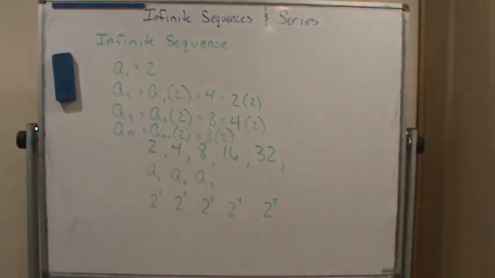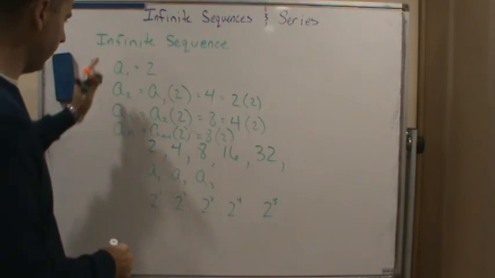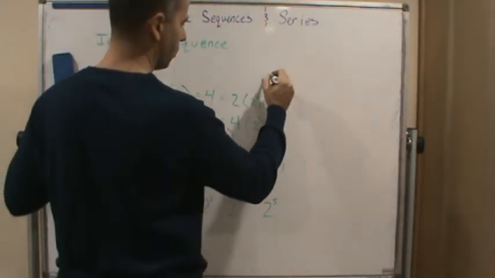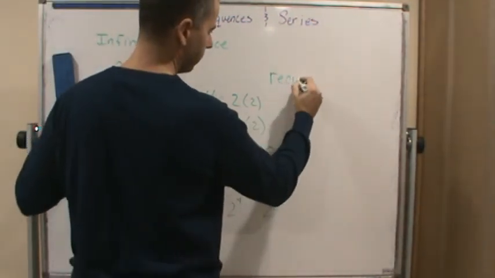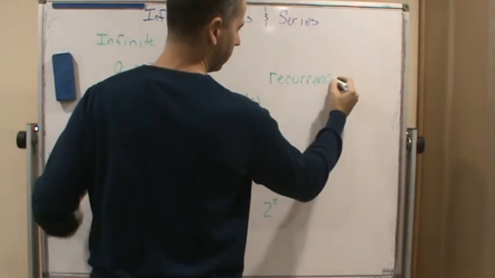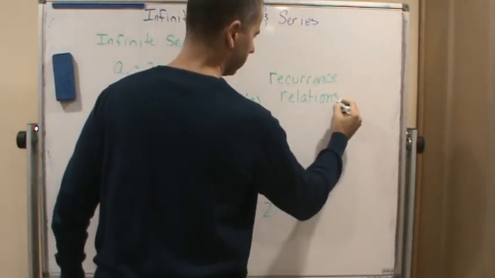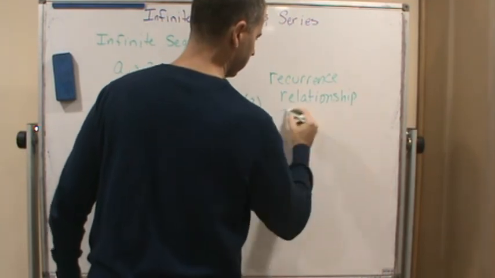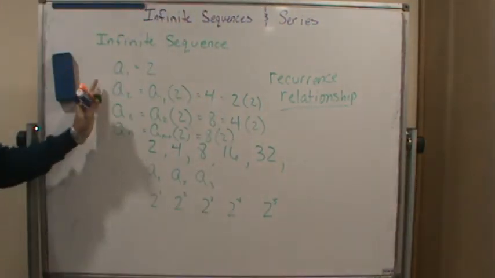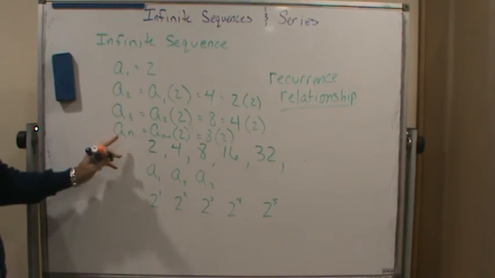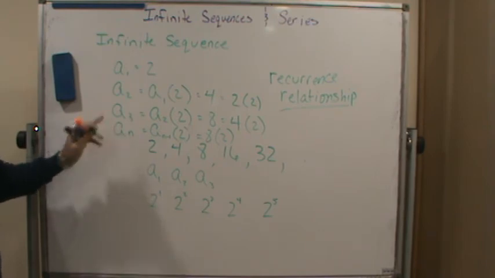So what do we call this? We call this a recurrence relationship. When we write the next term in terms of the previous term, it's called a recurrence relationship.